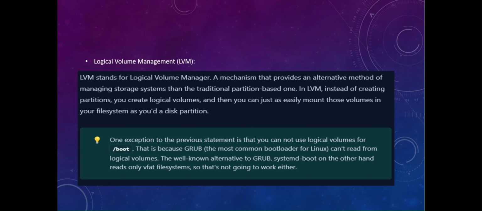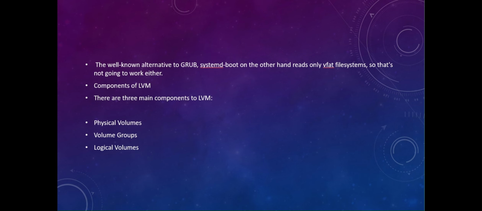One exception to the previous statement is that you cannot use logical volumes for /boot. That is because GRUB, the most common bootloader for Linux, can't read from logical volumes. The well-known alternative to GRUB, systemd-boot, on the other hand, reads only VFAT file systems, so that's not going to work either. Components of LVM.